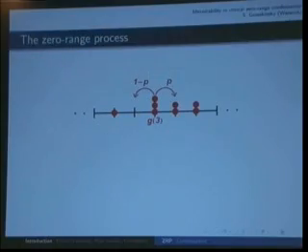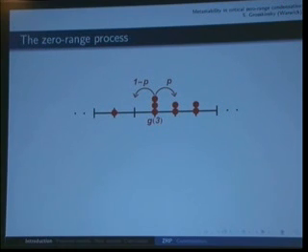So what is a zero-range process? Let me start with this. For simplicity, let's just say it's another stochastic particle system. It's somewhat similar to the TASEP, but with a difference here. In the zero-range process, you can have more than one particle per site. In fact, the number is not restricted.